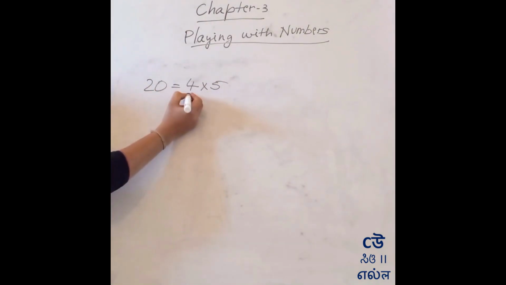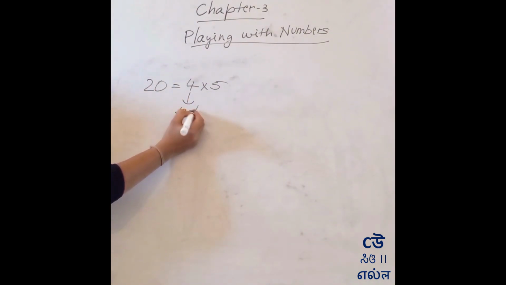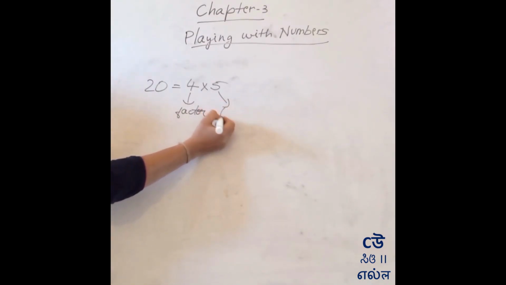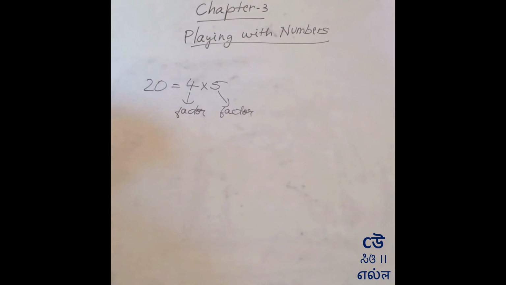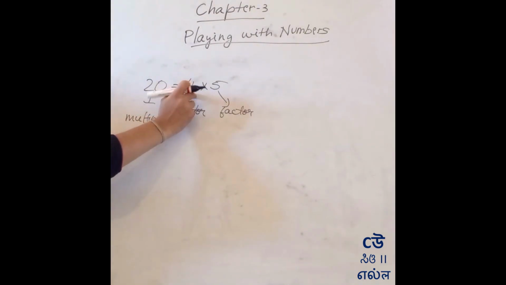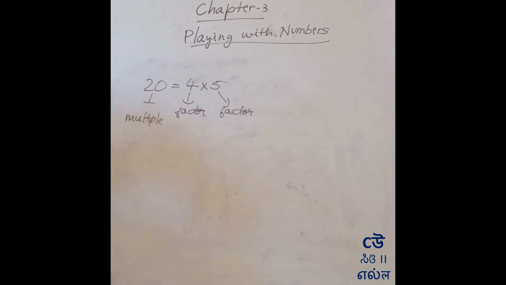Here we can say that 4 is a factor, 5 is a factor, and 20 is the multiple. So 4 and 5 are the factors of 20 and 20 is the multiple of 4 and 5. Understood, children?